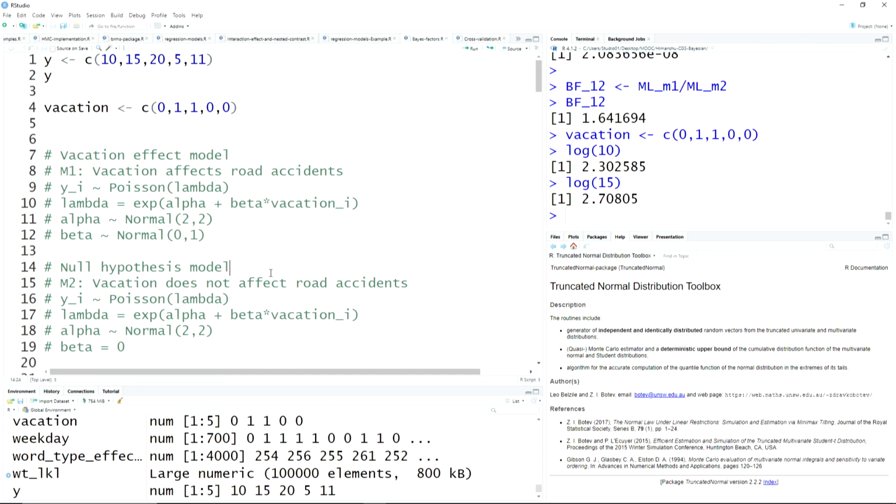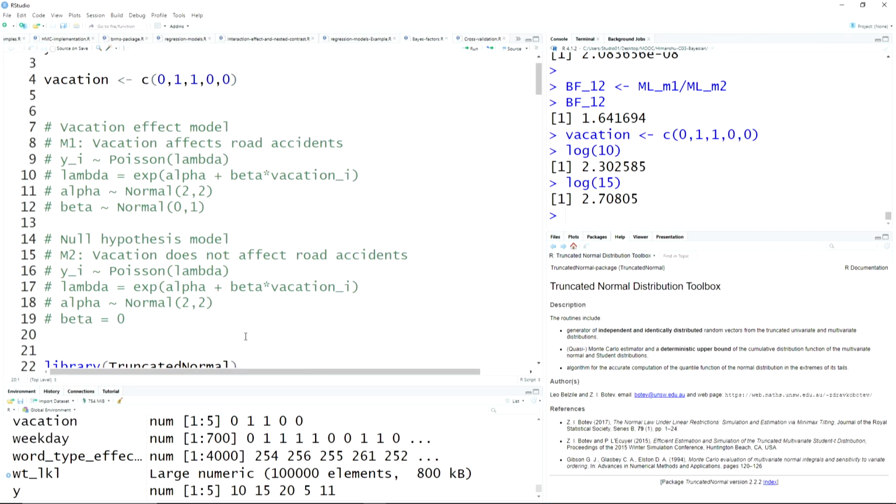Now, we will implement these two models in R in the next lecture, to calculate their marginal likelihood using Monte Carlo integration. We will compute the marginal likelihood for model 1 and model 2 and see how much evidence there is for model 1 compared to model 2. We will also see how sensitive these Bayes factors are to the choice of our prior on the parameter beta for model 1. So, in the next lecture, we will take this simple example and see how the Bayes factor can be used for hypothesis testing.